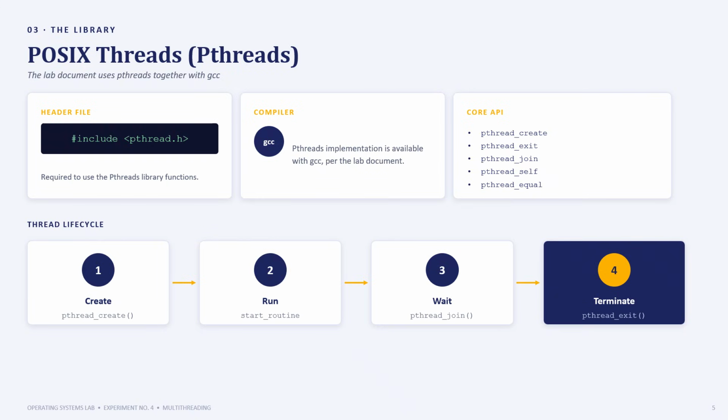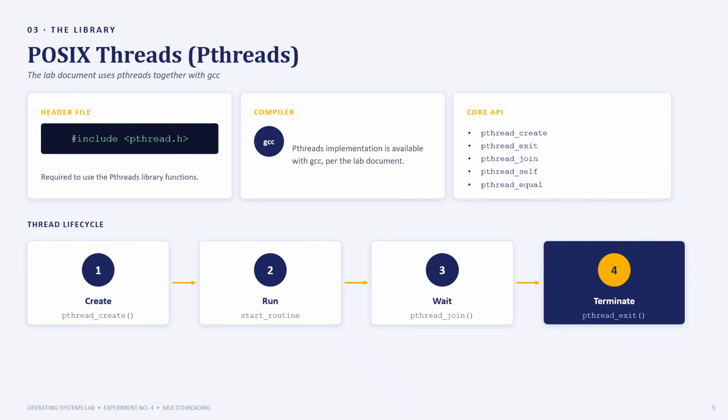Third, the core API. That means the main functions we will use: pthread_create, pthread_exit, pthread_join, pthread_self, and pthread_equal. We will see each of these one by one.